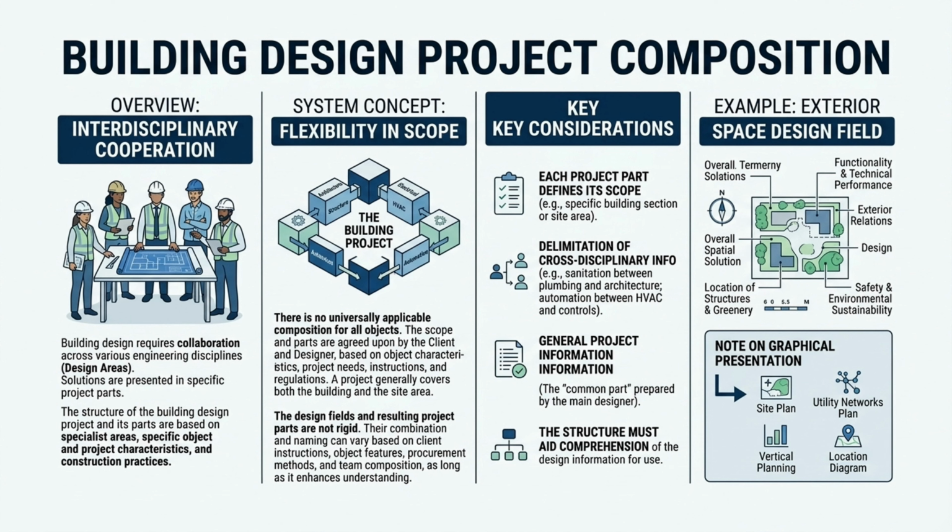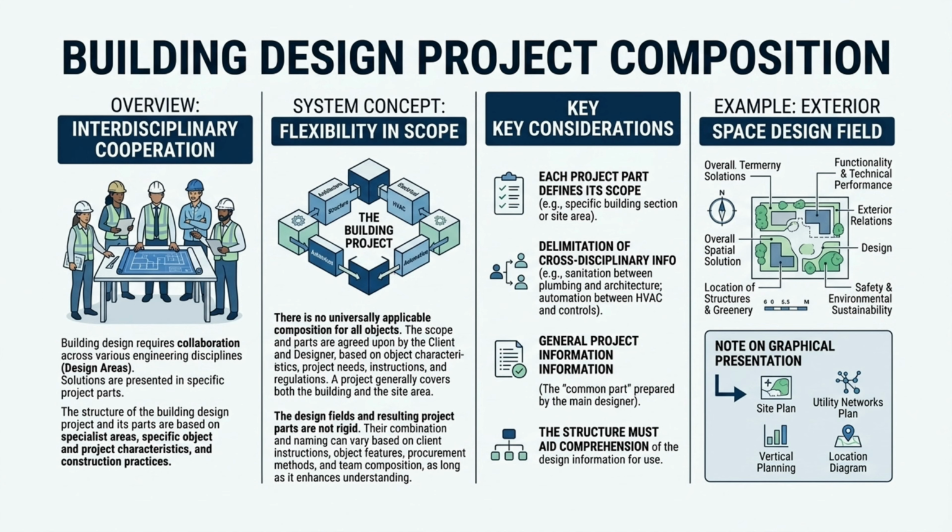Graphical documentation is important for exterior space design. Standard visual representations include the site plan, which shows the position of the buildings and the green spaces, utility network plans, the map of the infrastructure, vertical plans of heights and slope information, and location diagrams to illustrate the site's connection with the surroundings. These drawings help all users, designers, and clients understand how the various components interact.